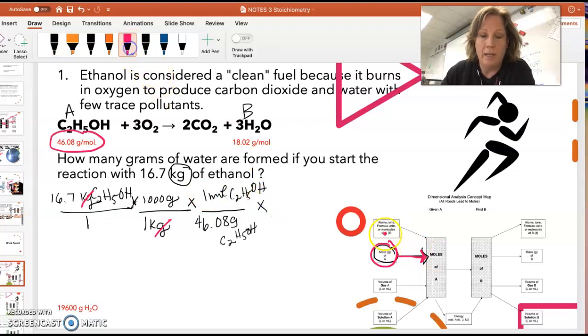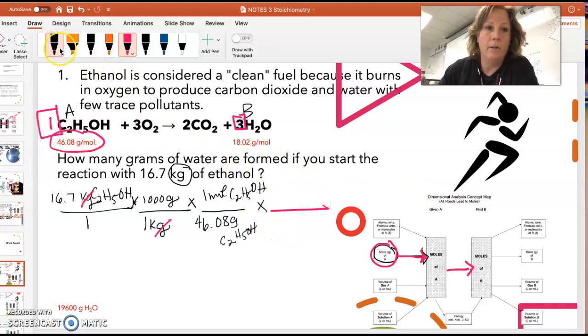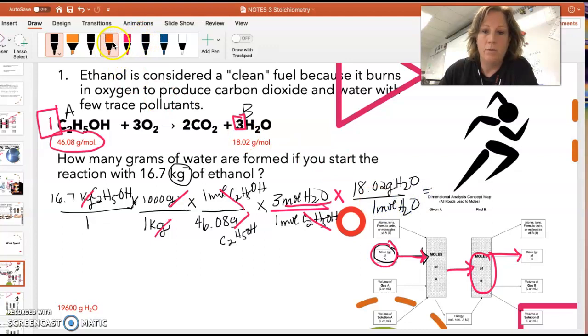My next step is the stoichiometry part, where I'm going to do my mole-mole ratio. I'm going to use the 1 here and the 3. I'm going to put the 1 mole of ethanol on the bottom because I'm trying to get rid of those, and the 3 moles of water on top. So now my grams go, my moles go, and now I'm in moles of water. I'm over here now in B. In this question, they want me to go to grams. So I have one more step, and I'm going to use 18.02. There's that many grams of water in a mole of water. So then my moles go, and I'm in grams of water.